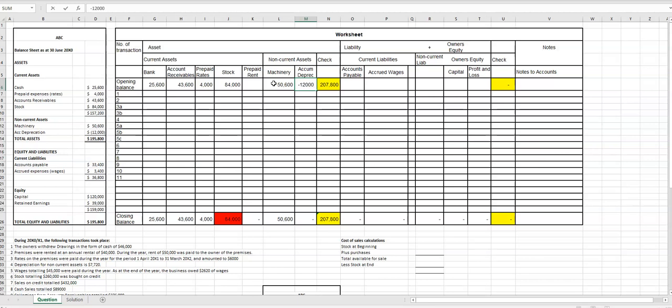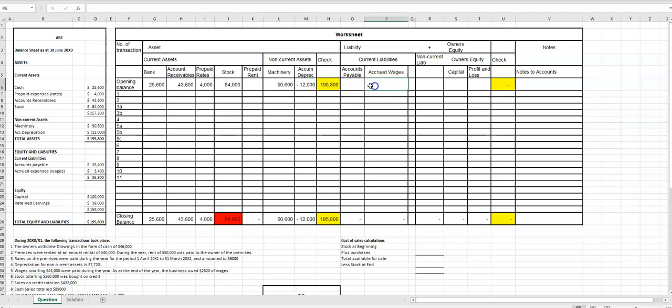It's really important that you include the minus, as this serves to reduce the value of the asset to show a more realistic value of that asset over time. Essentially, the longer you hold an asset, the more you're going to use that asset, the less that asset is worth, and accumulated depreciation is simply our way of showing that.